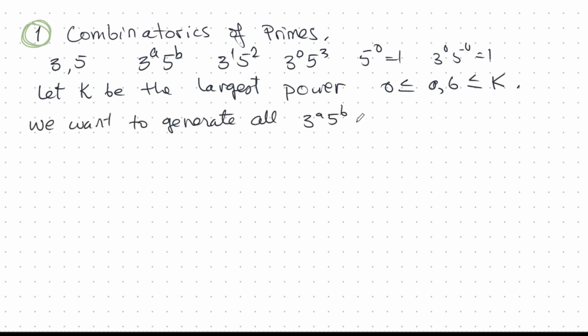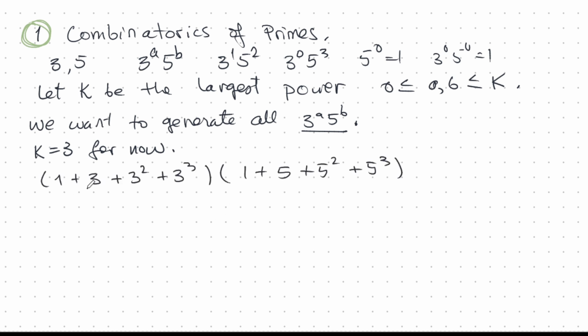So we want to find a way to generate all these combinations, 3 power a times 5 power b, and there is a nice way to do it. Let's take K as 3 just for now, because it's easy. And let's write down some products here. So I took here the prime 3 and I wrote down all these powers up to K. Big K is 3, and the same for 5. Now any combination I want, I can construct it. For example, let's say I want 1. 1 is 1 times 1, yeah?